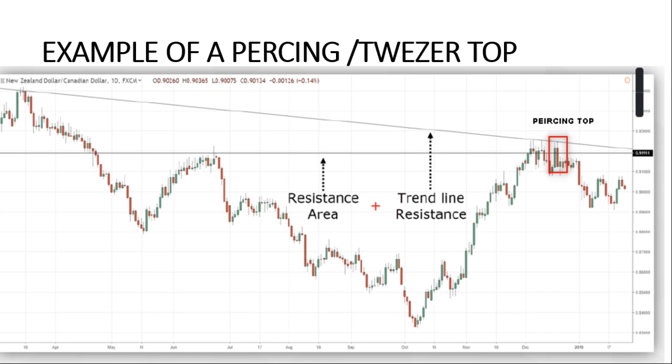Okay, so whenever you want to take a reversal trade, always look for these ones. If you want to sell, look for bearish reversal patterns. When you want to buy, when you think the market is going to reverse going up, look for bullish reversal patterns. These are very important.